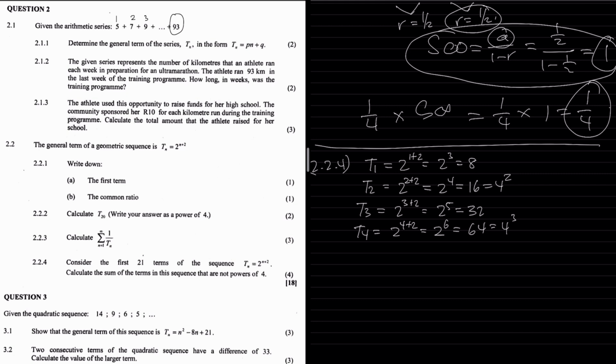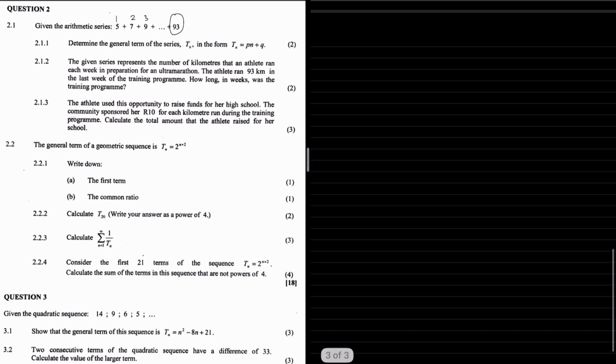So we notice that the powers of 2 are going to be even values. So we're not going to focus on the even values. We just want to focus on the odd ones, because those are the ones that are not going to be powers of 4. So let's look at our new series. We're going to have T1, then T3, then T5, and then we're going to go on all the way to T21.